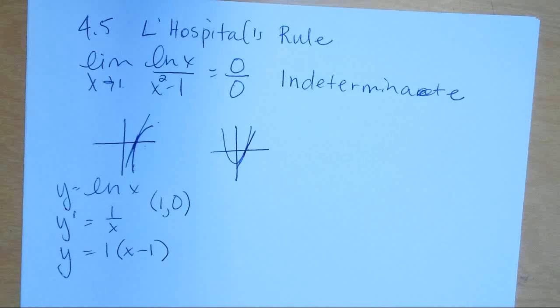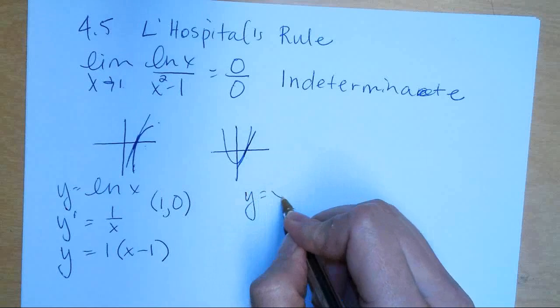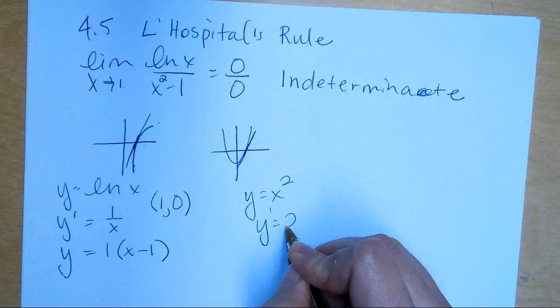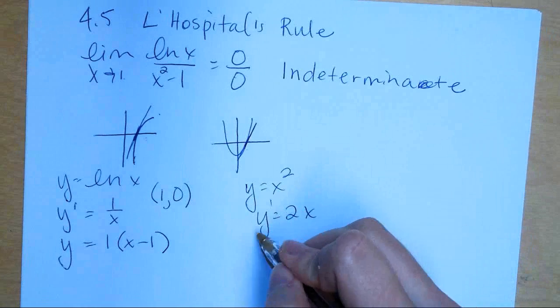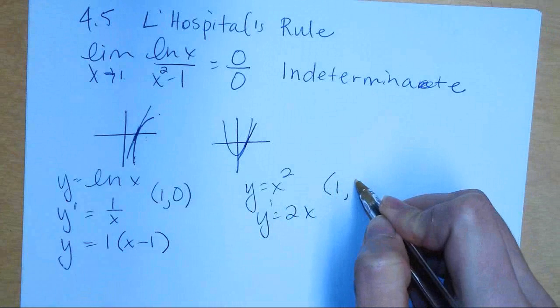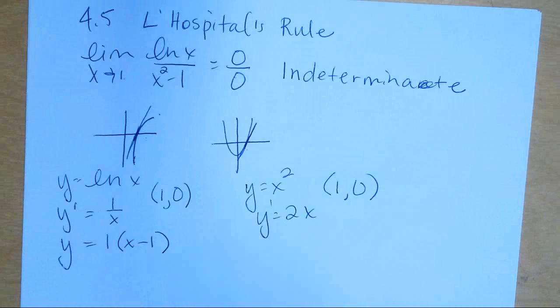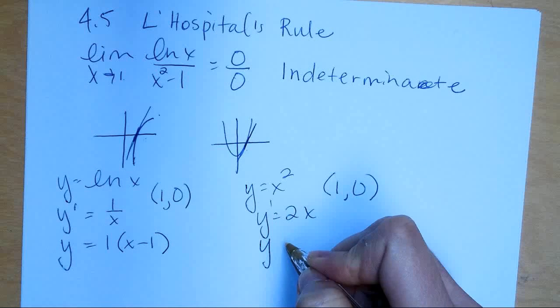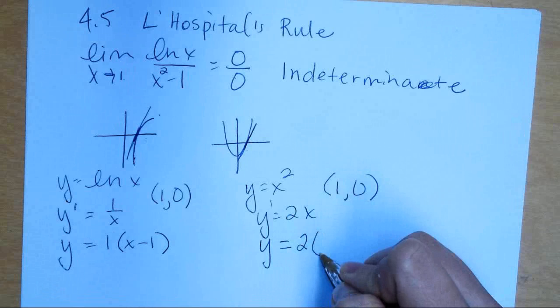Yes? Okay, what about this one over here? So y is equal to x squared minus 1. The derivative would be 2x. The point is 1 comma 0. And what would the equation be? It's going to be y minus 0 equals 2 times x minus 1.